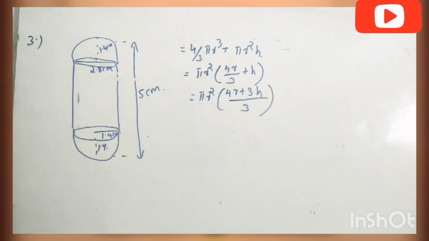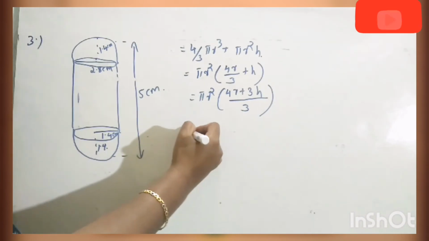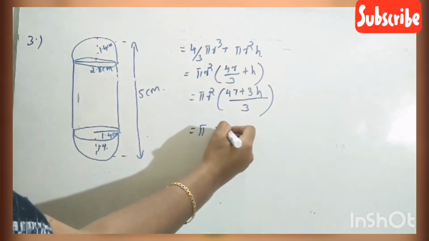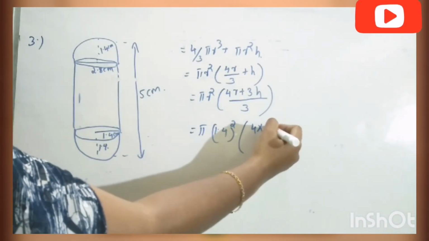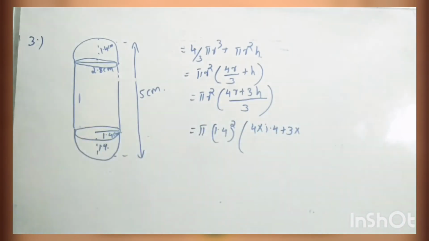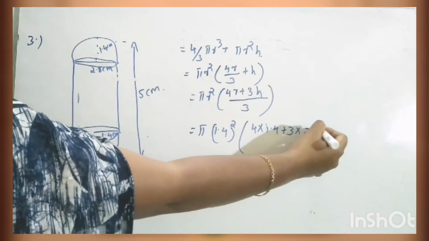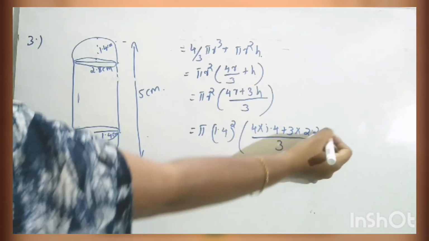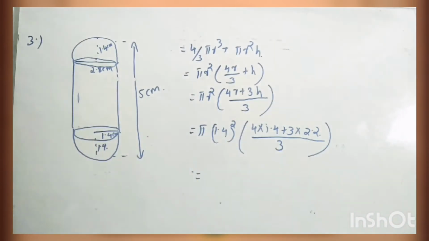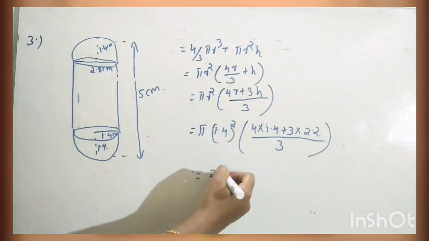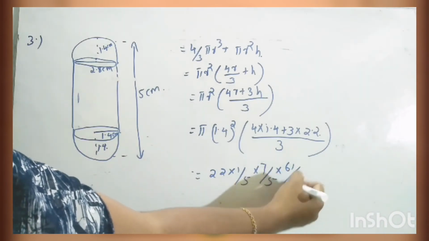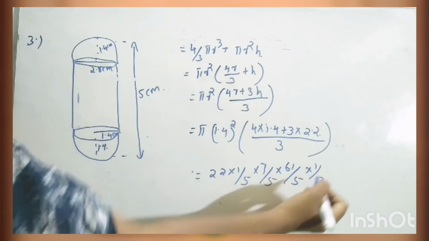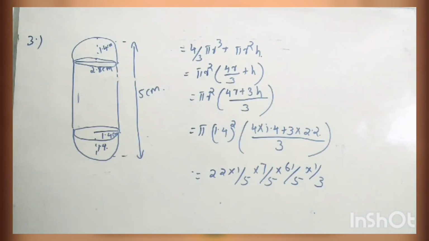That is, the radius is 1.4. So pi into 1.4 all square into 4 into 1.4 plus 3 into the height of that cylinder portion, which is 2.2, divided by 3. Okay, and thus we will get 22 into 1.5 into 7 by 5 into 61 by 5 into 1 by 3.